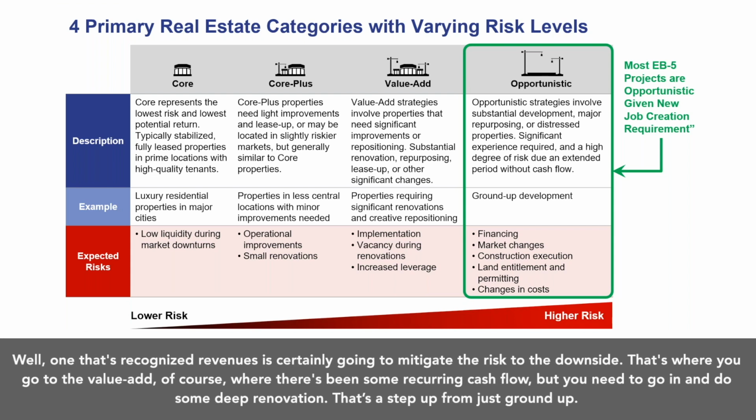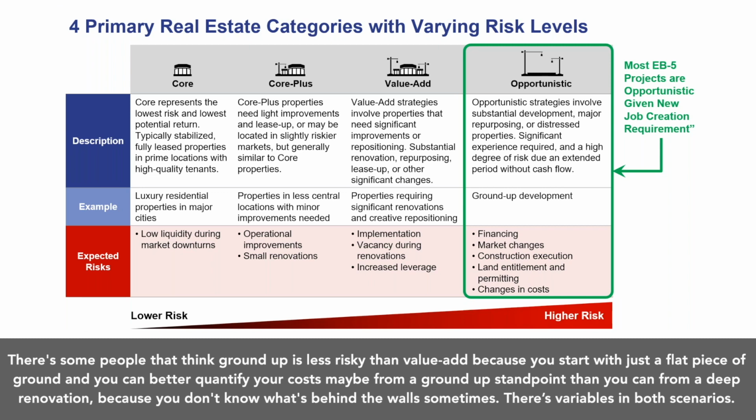Well, one that's recognized revenues is certainly going to mitigate the risk to the downside. That's where you go to the value add, of course, where there's been some recurring cash flow, but you need to go in and do some deep renovation. So that's a step up from just ground up. I mean, there are some people that think ground up is less risky than value add because you start with just a flat piece of ground and you can better quantify your costs from a ground up standpoint than you can from a deep renovation, because you don't know what's behind the walls sometimes. So there are variables in both scenarios.